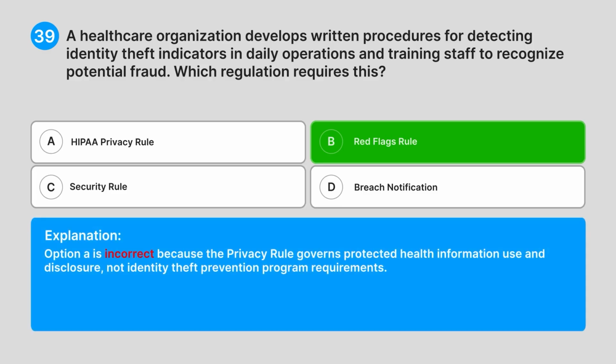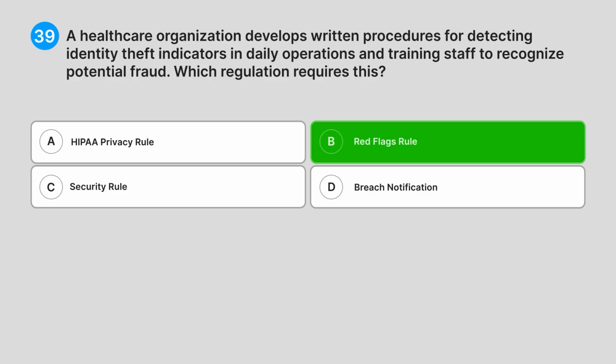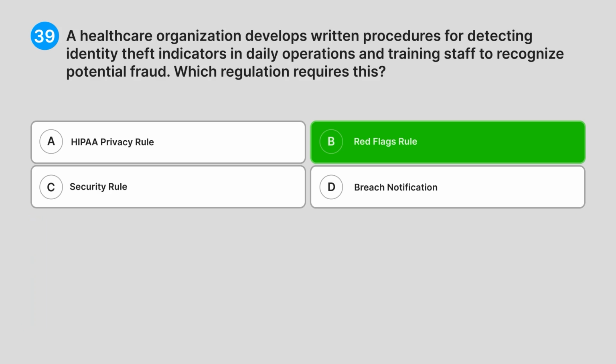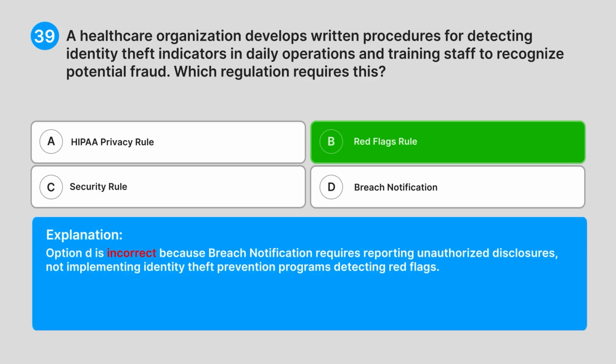Option A is incorrect because the privacy rule governs protected health information use and disclosure, not identity theft prevention program requirements. Option C is incorrect because the security rule addresses electronic PHI safeguards, not specific identity theft detection program requirements for organizations. Option D is incorrect because breach notification requires reporting unauthorized disclosures, not implementing identity theft prevention programs detecting red flags.